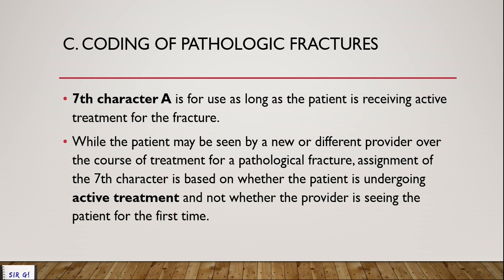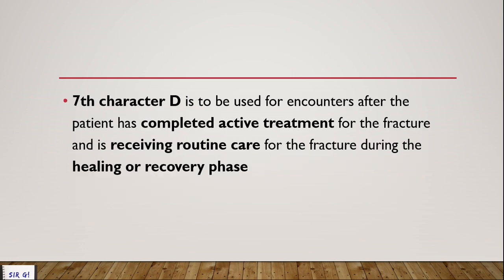While the patient may be seen by a new or different provider over the course of treatment for a pathologic fracture, assignment of the 7th character is based on whether the patient is still undergoing active treatment. Even on the second or third visit, as long as there's still ongoing treatment, you are going to use the active treatment 7th character A, whether by seeing the patient for the first time or not.